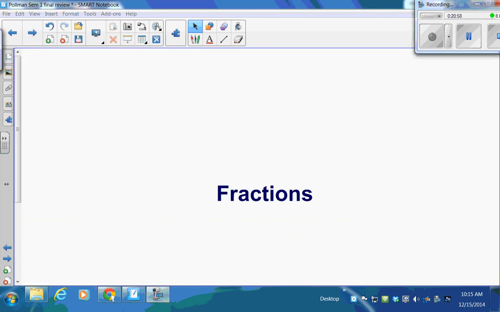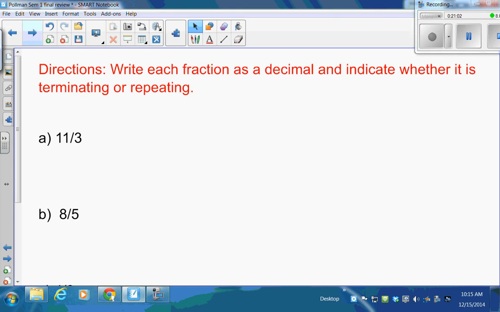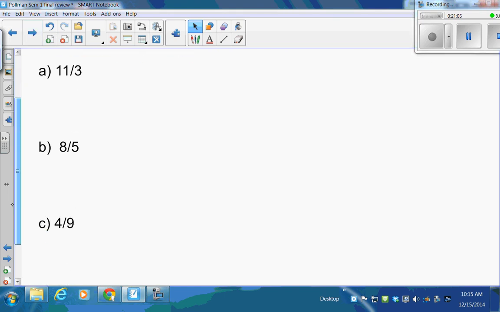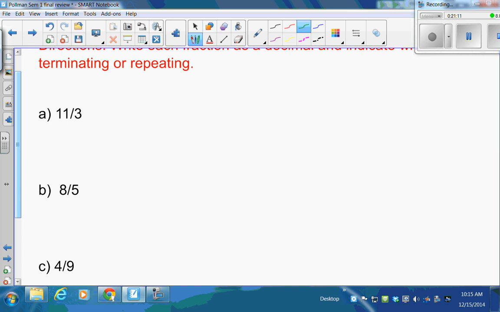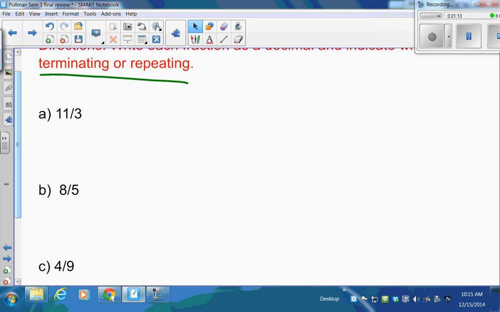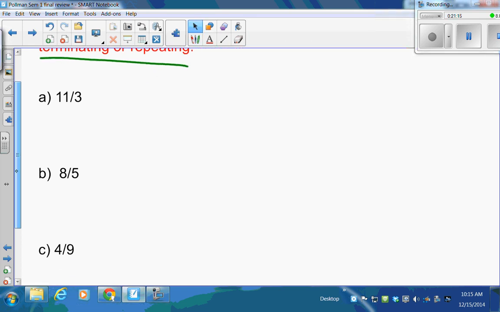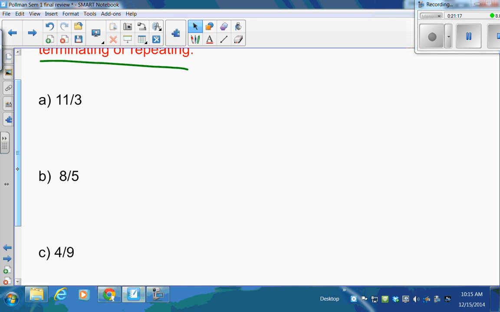We're getting close, guys. Now we're going to look at fractions. For these right here, all you do is use your calculator and say whether it is terminating or repeating. I am not going to go through this one because I know we all aced this one last time. This sign right here just means divide. So you do 11 divided by 3, and then you say if it stops, if it terminates, or if it repeats and goes on forever.